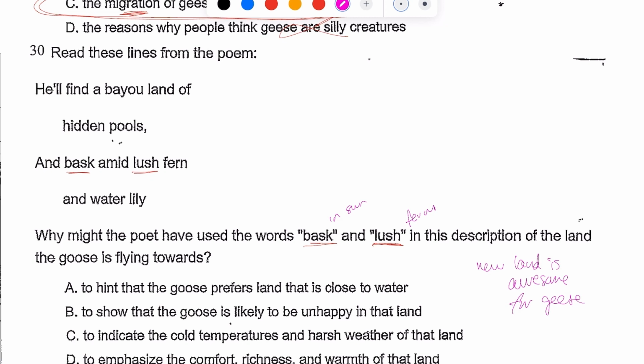So it's not that the geese prefers land that's closer to water. It's also not to show that geese is unhappy, because geese would be very happy. It would be the opposite. It's also not to indicate the cold weather. Remember, lush and bask means it's warm.